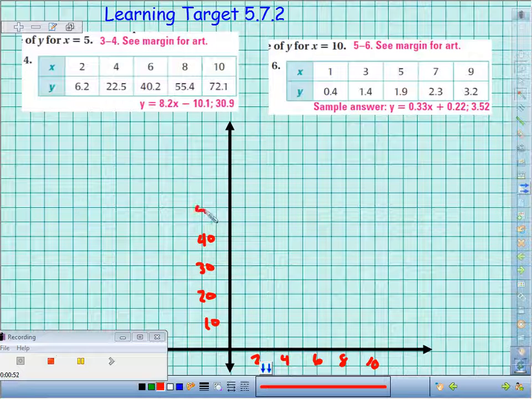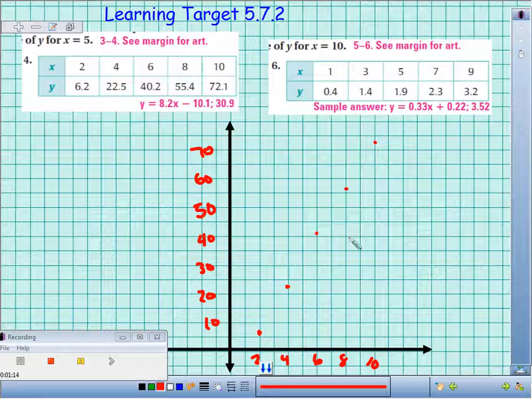The smaller the scale, the better. You'll be able to estimate your points better. And here we go. 2, 6.2. There's 5, close enough. 4, 22.5. Okay. 6, 40.2. Close enough. 8, 55.4. 10, 72.1. Close enough. You can see there's definitely a positive correlation going on.